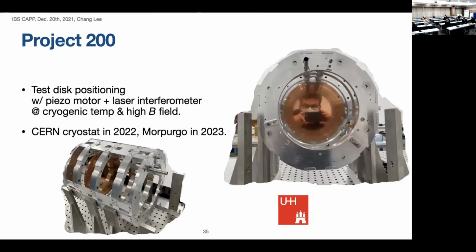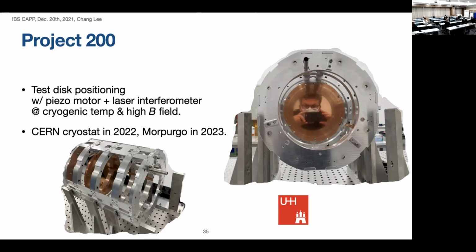So, moving on, we're talking about the current activity and the collaboration. It's mainly for the 200 prototype. This will be the technical test platform of MADMAX. We want to test the disk positioning with a piezo motor plus laser interferometer at cryogenic temperature first, and then inside the high magnetic field. This is the setup now being built by the University of Hamburg. I think they are building it right now. They will bring the system to CERN this winter, and then test it inside the Morpurgo next winter.